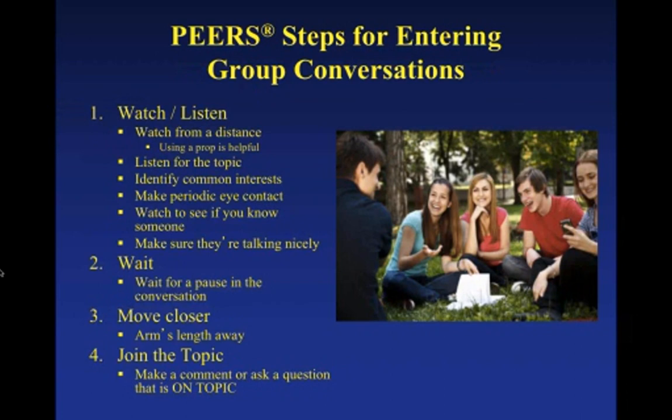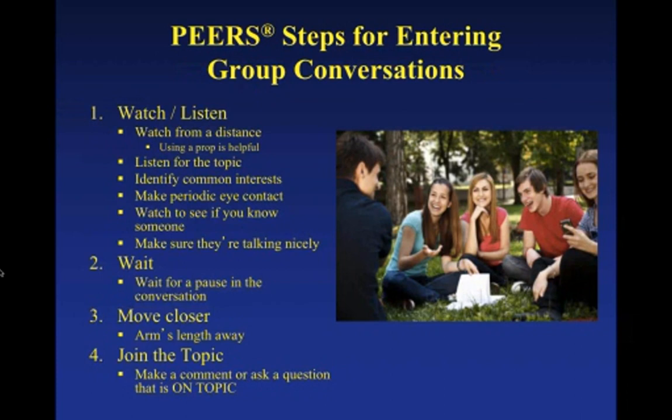We then want them to identify a common interest. And that means that we want them to identify a topic that's part of the conversation that they maybe know something about, they maybe have questions about, that they can join the conversation based on, okay? Once they've identified that topic, we then want them to make periodic eye contact. So kind of, the 3 seconds, you look, you sort of look away, keep looking. That to the group suggests that you're interested in what they're talking about. And then we always say, watch to see if you know someone in that conversation. Because if you know someone already that's part of that group, they're more likely to accept you into that group. So that's always a nice way to kind of get in on conversations.